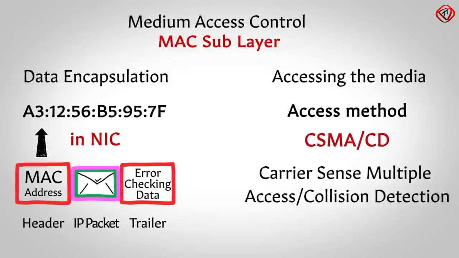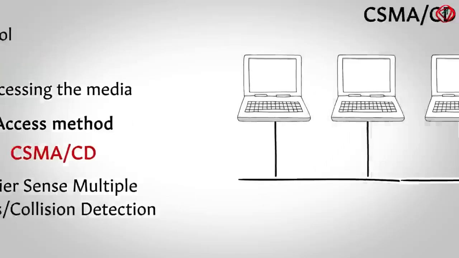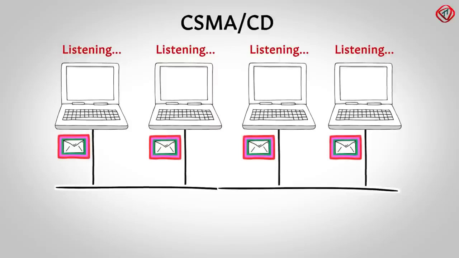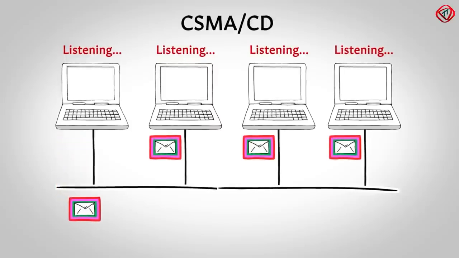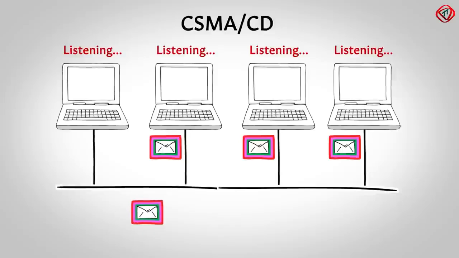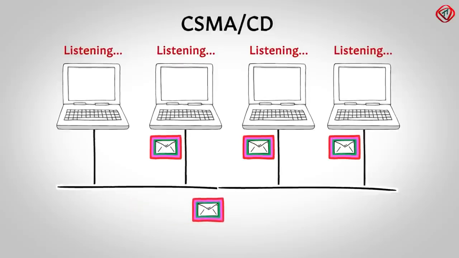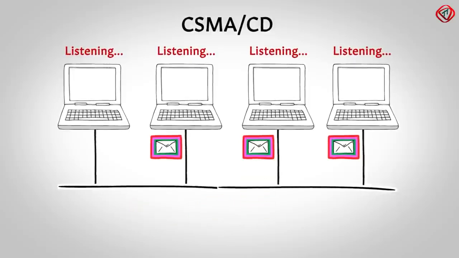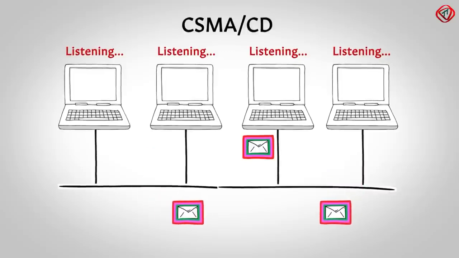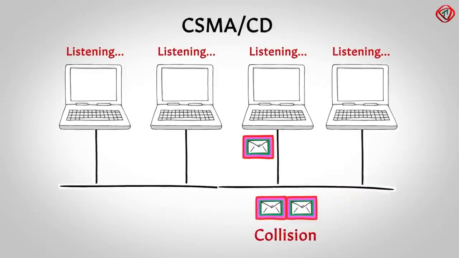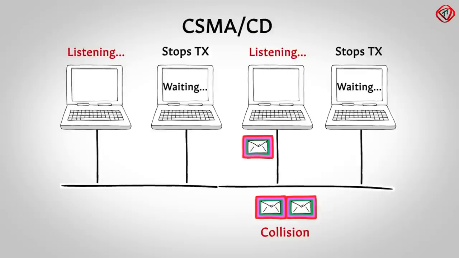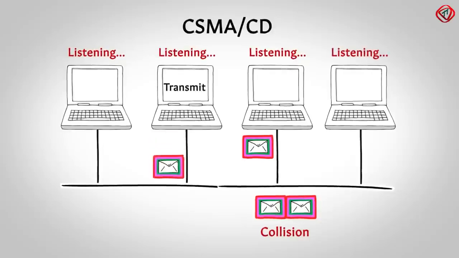For accessing the media, the access method Ethernet uses is called Carrier Sense Multiple Access with Collision Detection or CSMA/CD. In this method, each computer listens to the cable before sending data through the network. If the network is clear, the computer will transmit. If the first computer is already transmitting on the cable, the second computer will wait and try again when the line is clear. Sometimes two computers attempt to transmit at the same instant. When this happens, a collision occurs. Each computer then stops transmission and waits a random amount of time before attempting to retransmit.